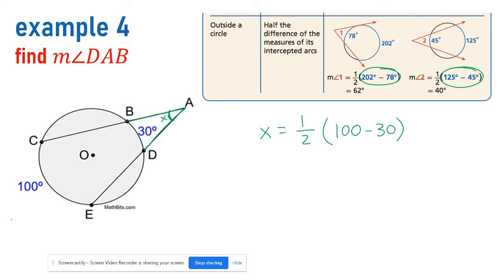And then I could multiply by 2, but I don't really need to here because I can just work this out. 100 minus 30 is 70. And now I have 1/2 times 70, or half of 70 is 35. So x is equal to 35 degrees. So this ends up being a 35-degree angle.